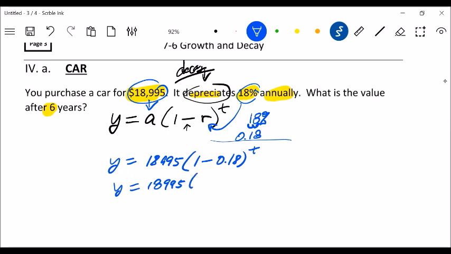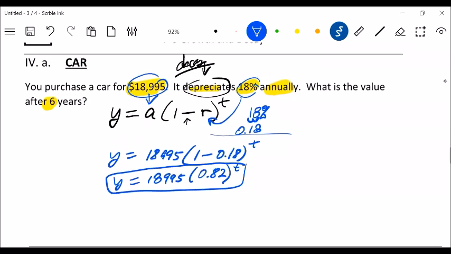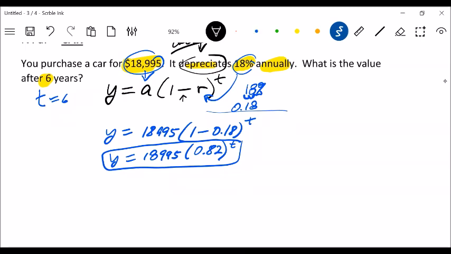1 take away 0.18 is 0.82 to the t, and there is an equation. Now, we're going to say t is equal to 6. And so let's put a 6 in there. Y equals 18,995 times 0.82 to the 6th power. So what we'll get will be 6 years and the amount of money that it's now worth.